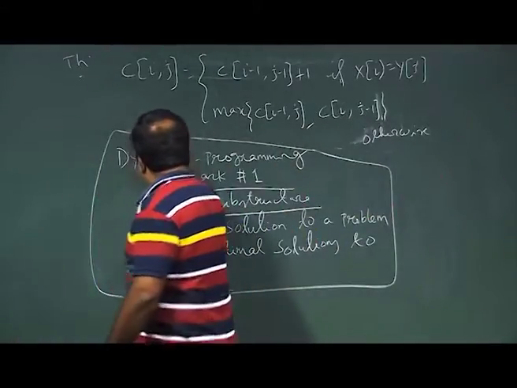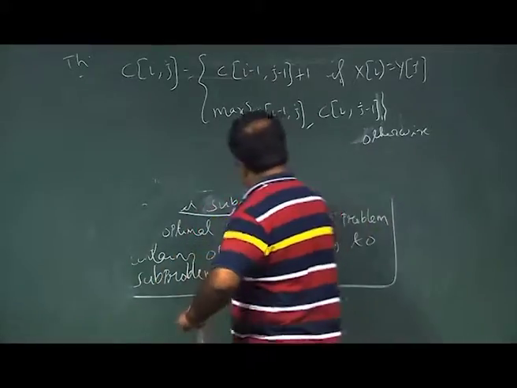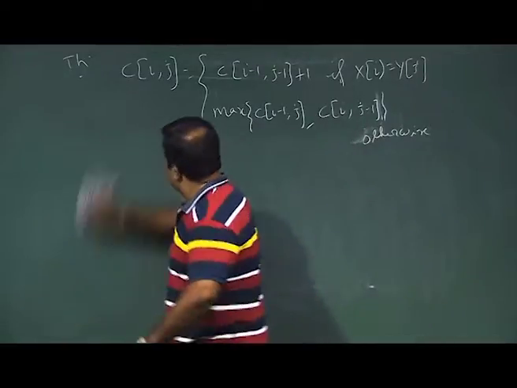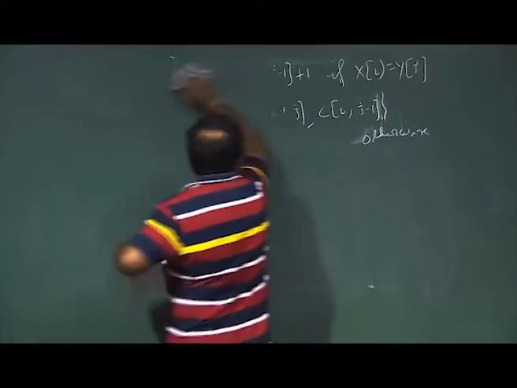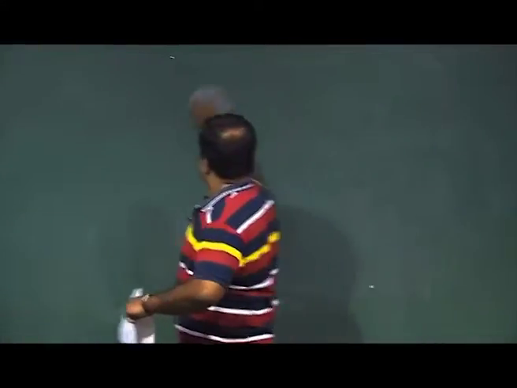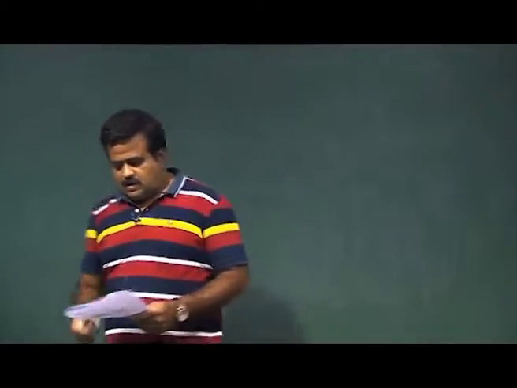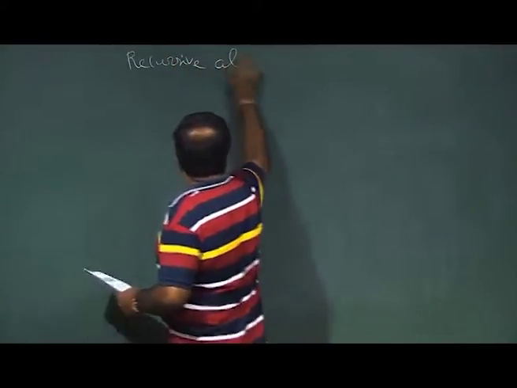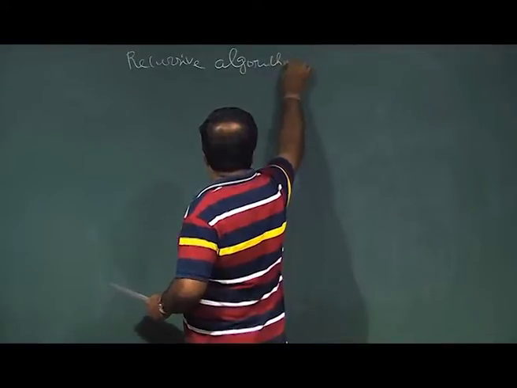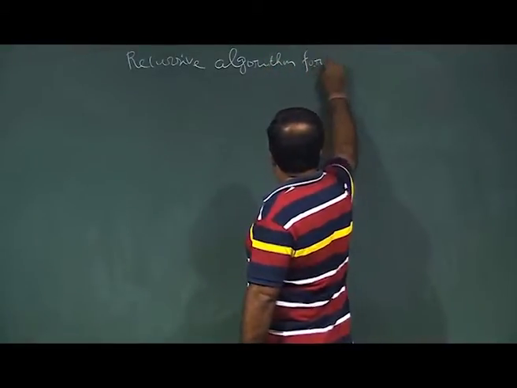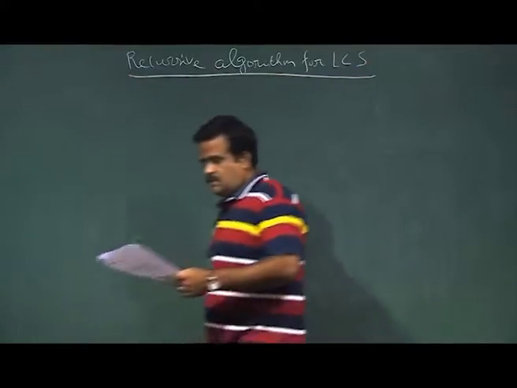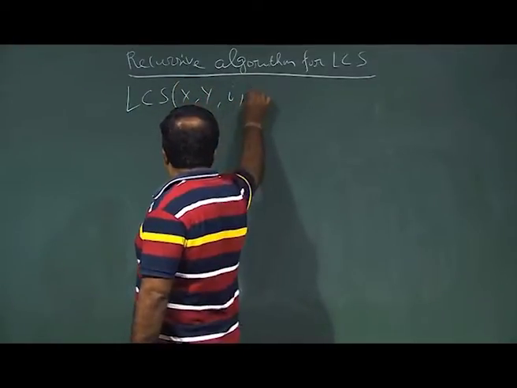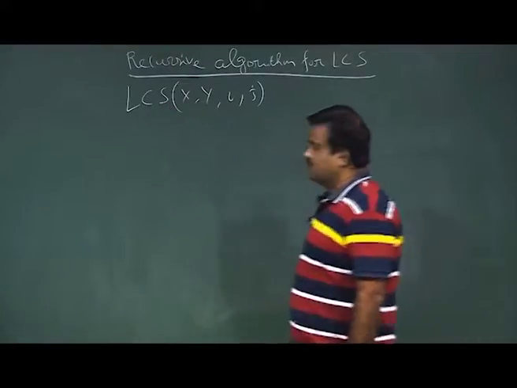To reach that, let us just write an algorithm for this recursive formula. So this is the LCS algorithm, a recursive algorithm for LCS. Basically we are finding the LCS of x, y, i, j, which is the length of the longest common subsequence C[i][j].